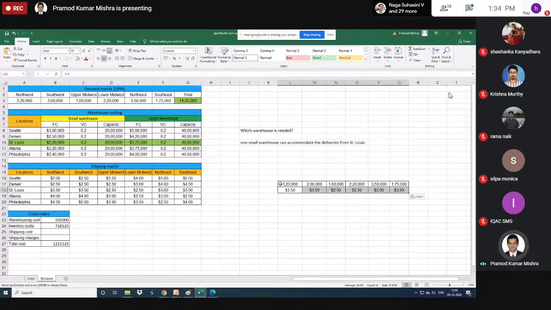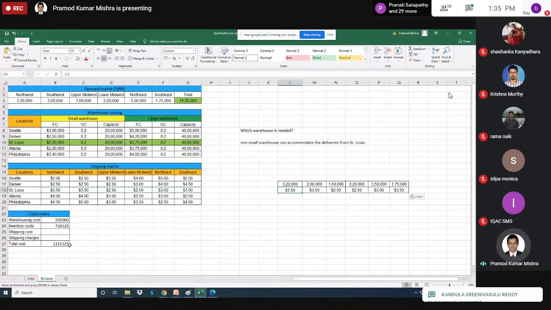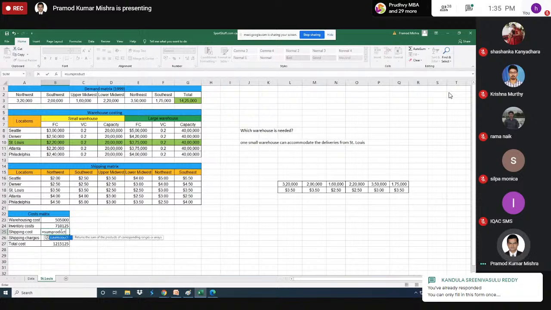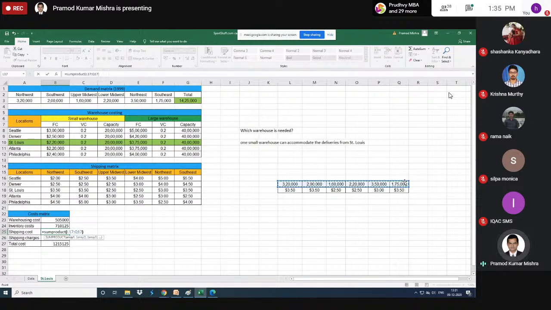So that means this is 1 unit of material from St. Louis warehouse to a location in northwest will take $3.5 US. One shipment from St. Louis to southwest will take $3.5 US. One shipment from St. Louis to upper Midwest will take $2.5 US. So these are the things. Now how do we calculate? This is the sum product of this array and this array, right? These are the two arrays. This is actually for 4 different items, so for each unit you need to calculate the cost. If you divide by 4, then you get the total cost for each unit. That means these are for 4 shipments. If I say this is for 4 units, this is the cost.